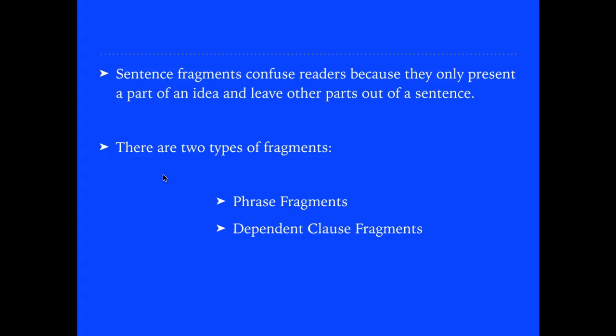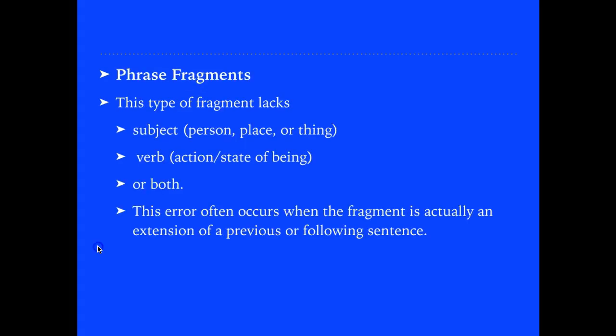So sentence fragments confuse readers because they only present a part of an idea and leave other parts of a sentence out. So there are two types of fragments. The first type is called a phrase fragment, and the second one is called a dependent clause fragment. So let's look at these specifically. You can take notes as we're doing this video as well. And if you have any questions, this is what you should be bringing up in class.